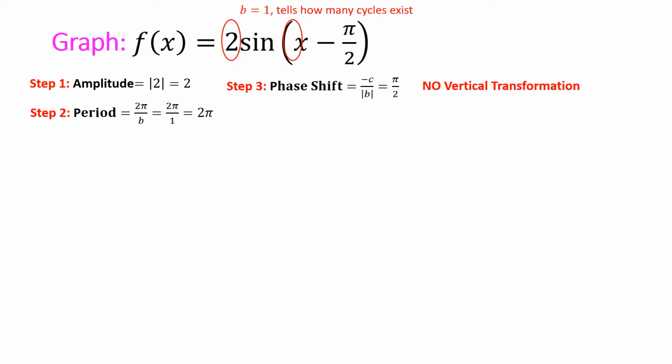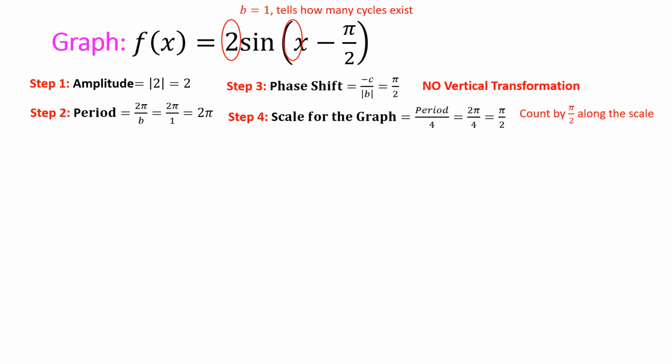Step 4. Now, this is the step that's new. You have to calculate the new scale for your graph. Take the period of your function and divide it into 4. You need 4 sections for your graph. Think of the 4 quadrants on the unit circle. That's what you're doing. 2 pi divided by 4. So my scale is pi over 2. That means I'm going to count by pi over 2 along my horizontal axis, or the scale of my graph.